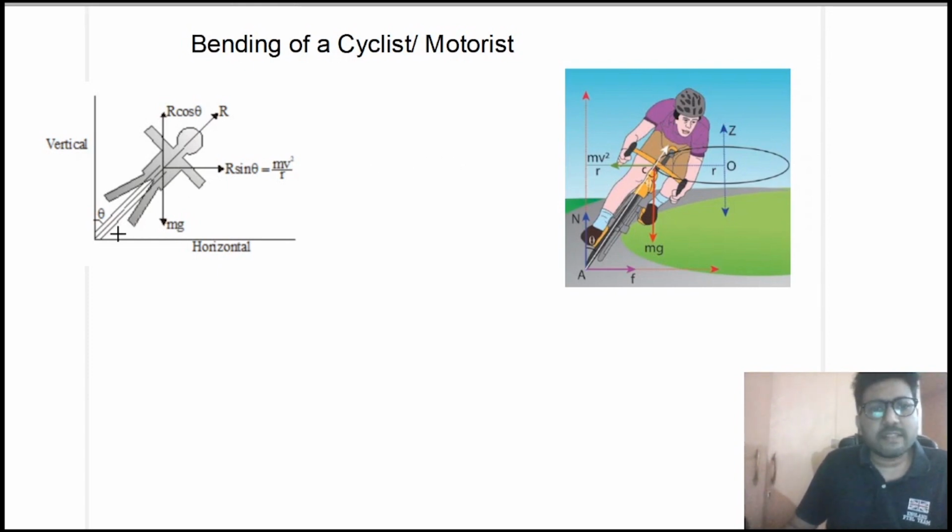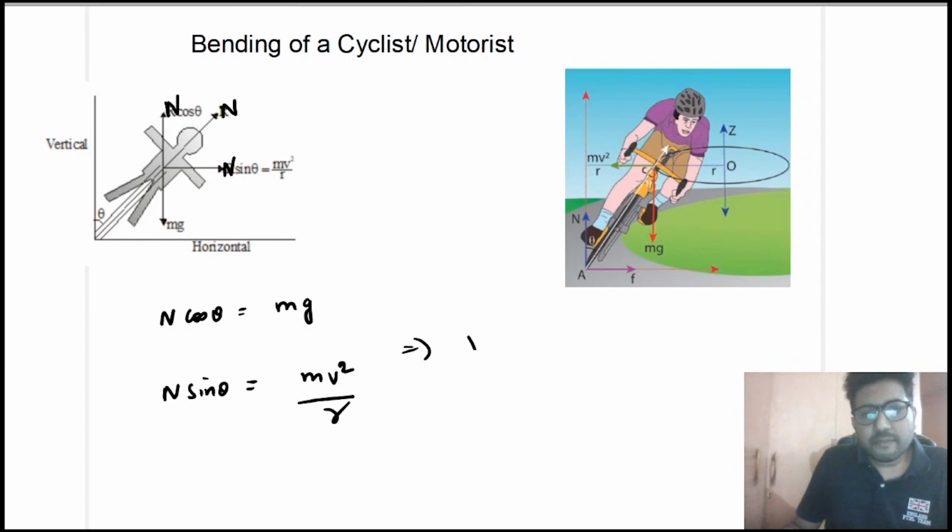So let us take one simple case when there is no friction on the road. In that case, suppose this is the cyclist and this is the normal force, and the normal force again will have two components. The vertical component is N cos theta and the horizontal component is N sin theta. The N cos theta component is balanced by gravity and the N sin theta component is providing the centripetal force. So V is equal to root g r tan theta, same speed.